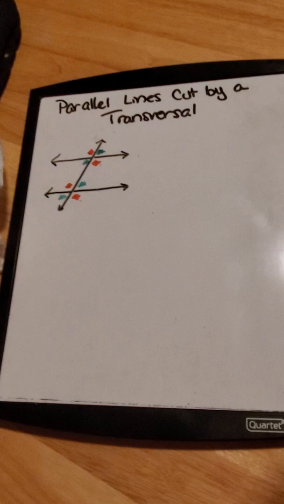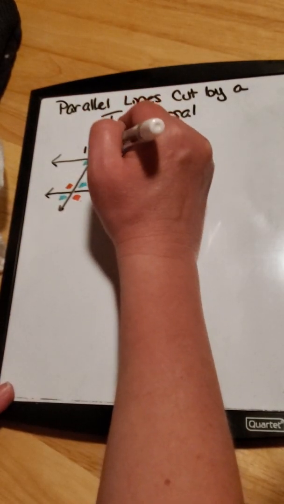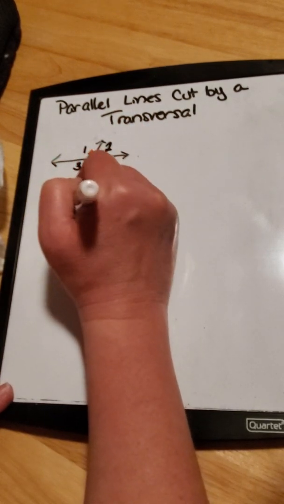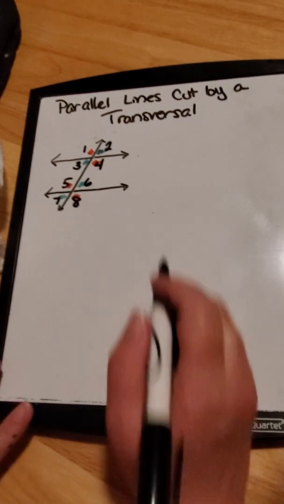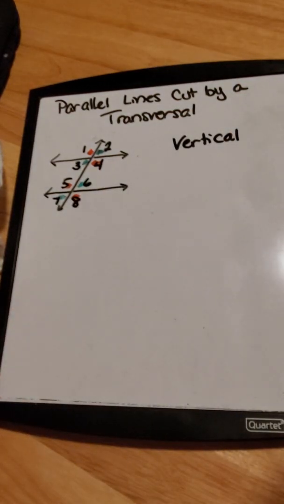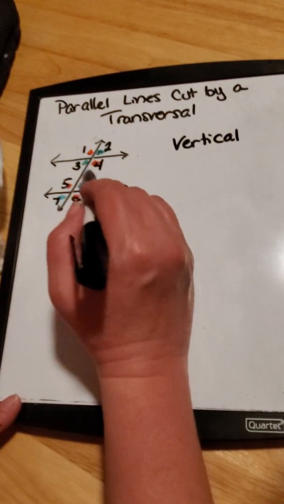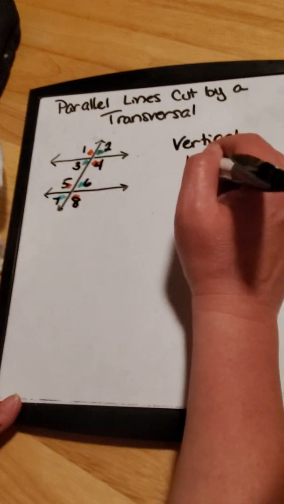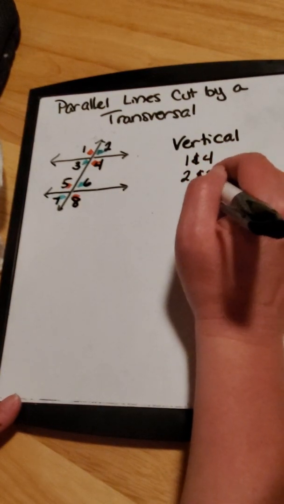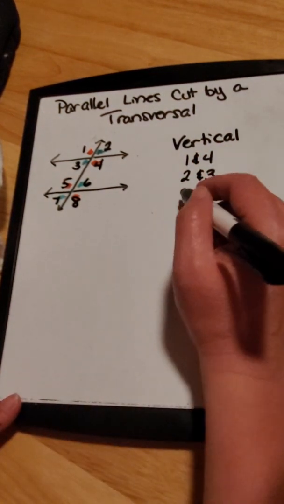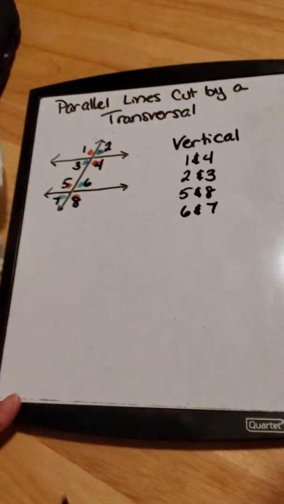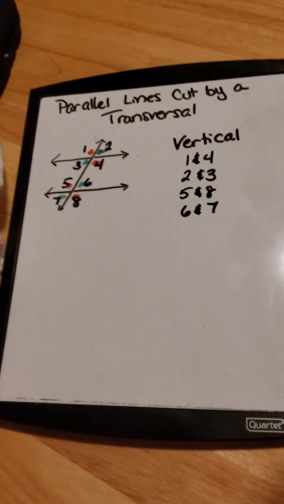Now I'm going to number these angles to make them easier to talk about. Let's call this angle 1, 2, 3, 4, 5, 6, 7, and 8. Now some of this terminology you already know. You already know about vertical angles. Vertical angles are those angles that are across from each other when two lines intersect. So like angles 1 and 4 are vertical. Angles 2 and 3 are vertical to each other. Angles 5 and 8 are vertical to each other, and so are angles 6 and 7. And you know vertical angles are always congruent. They have the same angle measure.